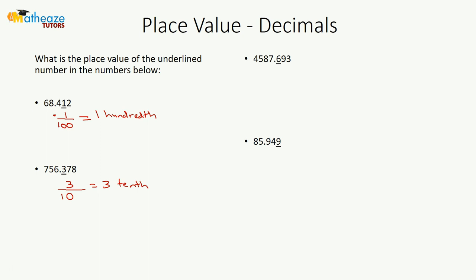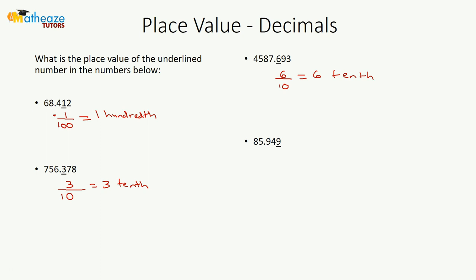Now 4587.693. So we have a decimal place, so we're going to draw a line and put a 1 under. How many places after the decimal point does this number appear? It is the first place, so it's 1 place. So this is 6 over 10, which is 6 tenths.